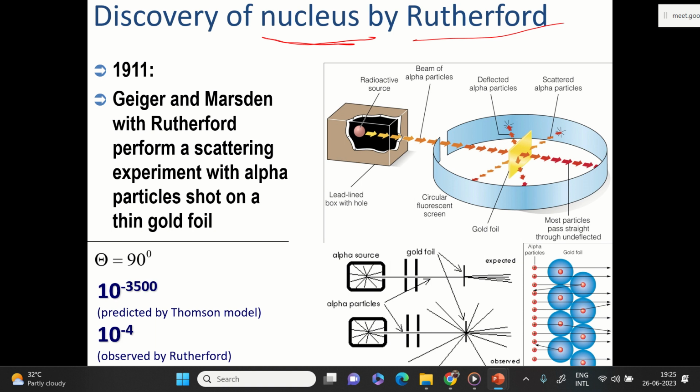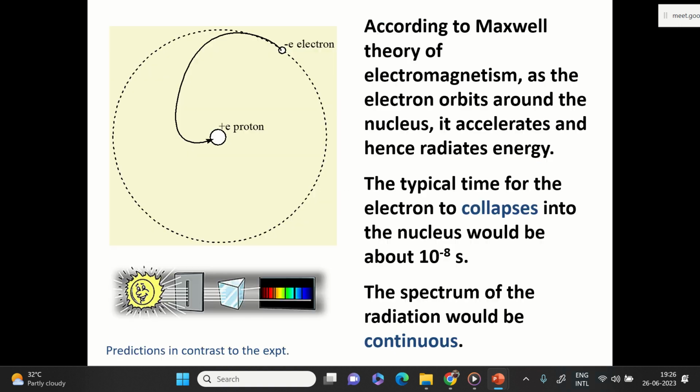So what he found was very important, that the beam of alpha particles that passed through the gold foil, most of it was a smooth passage. It went through, but some of them were deflected. And this led to the conclusion that there's something positively charged at the center, and that is what later on came to be known as what we know as proton.